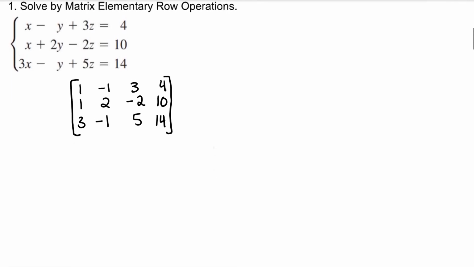Our goal is to get it into triangular form. The first coefficient of the first equation is already 1, so we will use the first row to change the 1 and 3 in the second and third rows into zeros. Multiply row 1 by -1 and add it to row 2. Multiply row 1 by -3 and add it to row 3.